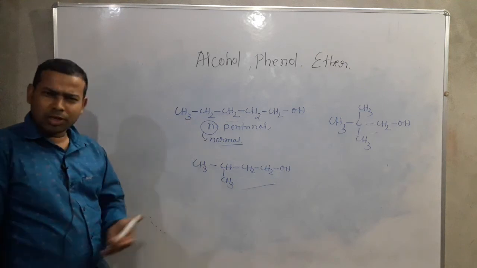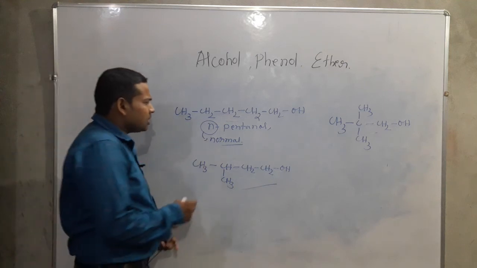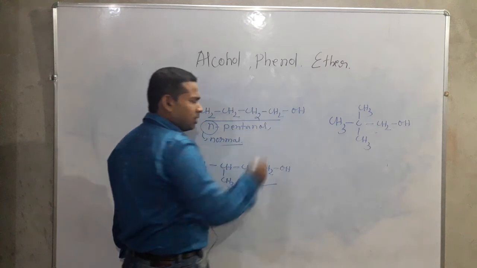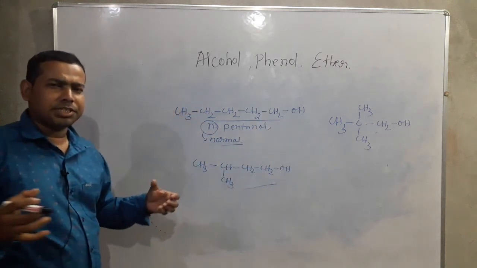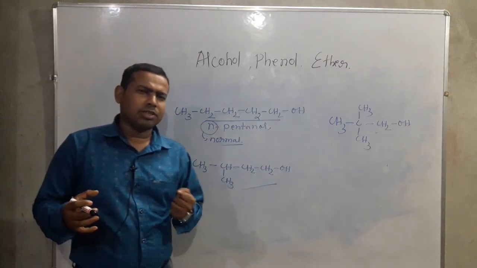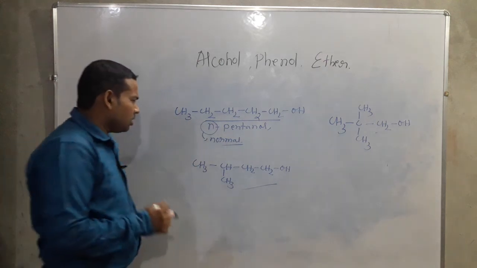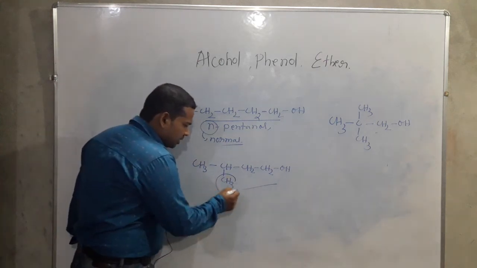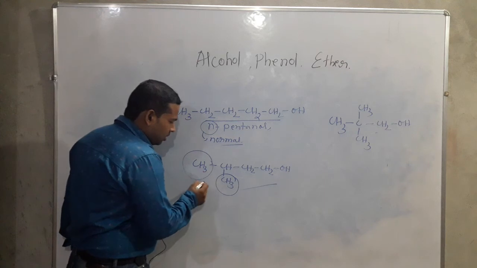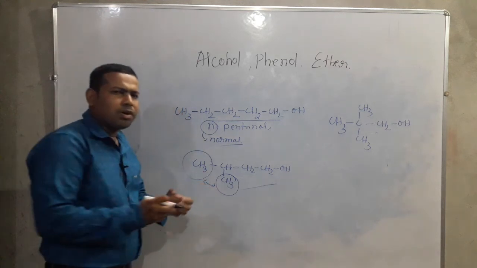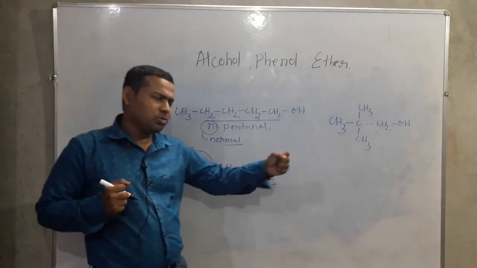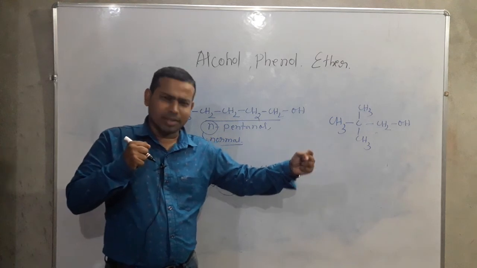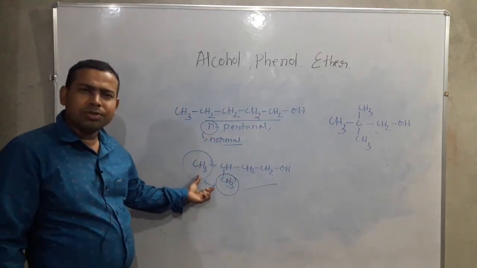Which one shows more boiling point? This N-pentanol shows more boiling point due to the maximum interaction force, hydrogen bond as well as van der Waals attraction force. Whereas this one shows less interaction force because the two bulky groups repel each other, that is, they are pushing each other. Clear? Repel to each other.